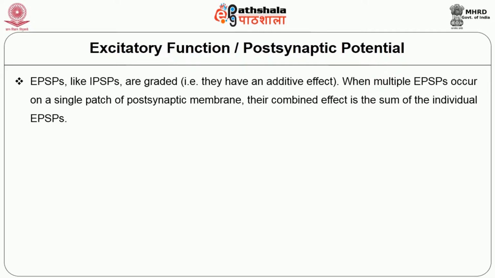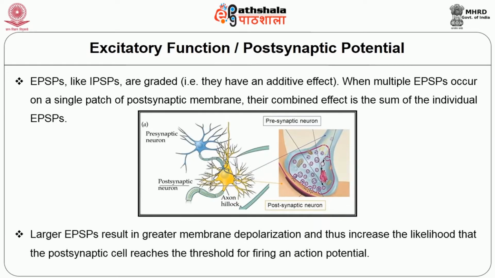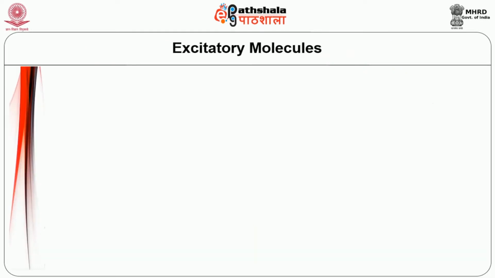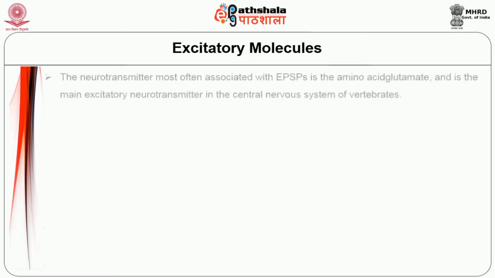EPSPs, like IPSPs, are graded, that is, they have an additive effect. When multiple EPSPs occur on a single patch of postsynaptic membrane, their combined effect is the sum of the individual EPSPs. Larger EPSPs result in greater membrane depolarization and thus increase the likelihood that the postsynaptic cell reaches the threshold for firing an action potential. Now we are moving on to excitatory molecules.